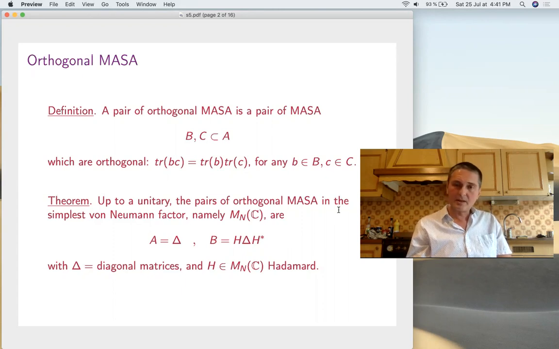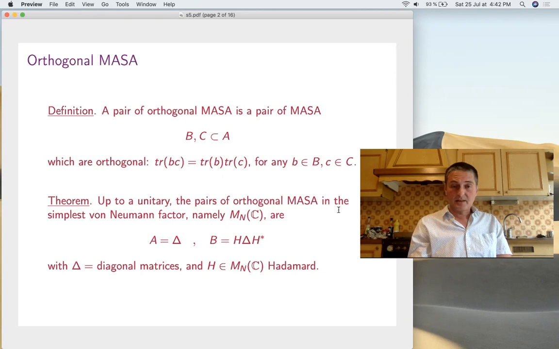Now, a more recent thing which started to be studied by Popa in the beginning of the 80s was to look at pairs of orthogonal MASA. You see, if you have two MASA, orthogonal with respect to the trace, somehow a system of coordinates there, you can get much finer results about the von Neumann algebras. So this is something very basic, pairs of orthogonal MASA. Now, what are these beasts?